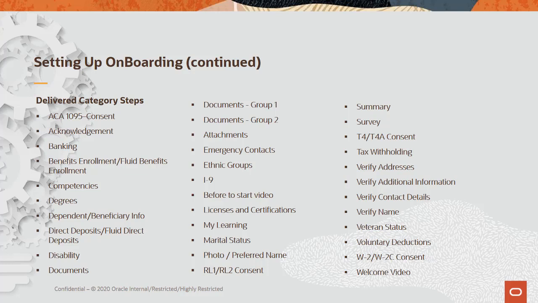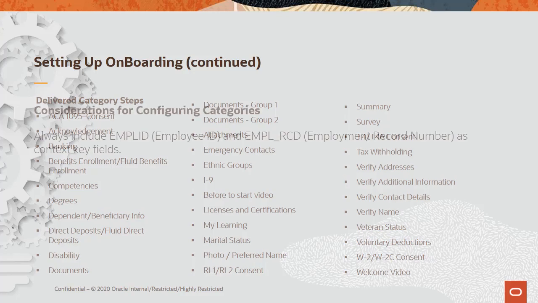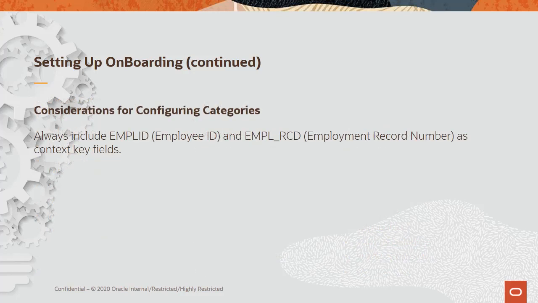For example, you may have different content for the welcome video step or wish to add steps for workers of other regulatory regions. If you've decided to create a new category to support the onboarding process, be sure to always use the employee ID and employment record number context key fields. The system makes the assumption that an onboarding process is created for a job assignment.